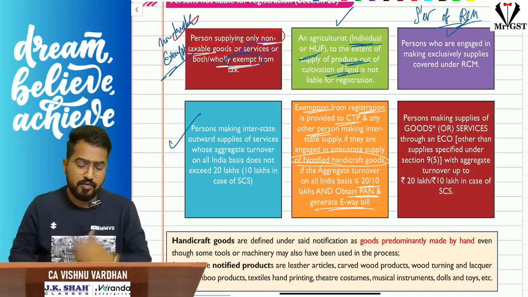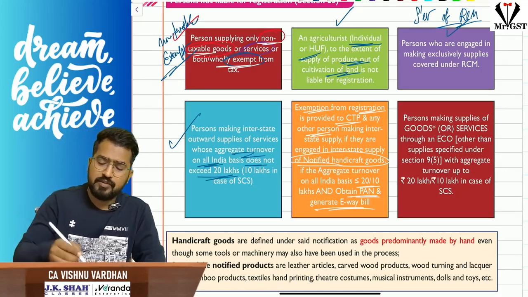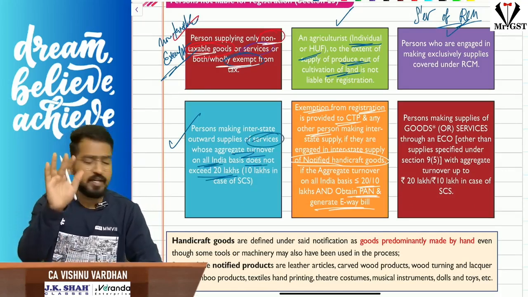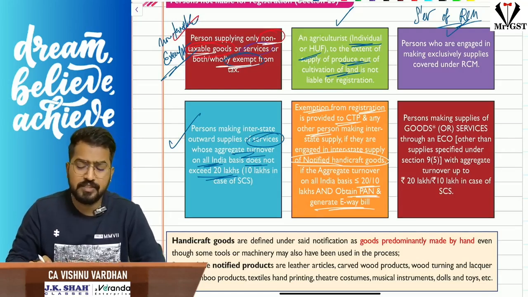Persons making interstate outward supplies whose aggregate turnover on all India basis does not exceed 20 lakhs. So this is for services. We have already discussed: if you are making interstate supply of services, you can still enjoy the threshold limit relaxation. Yes, you need not take registration.